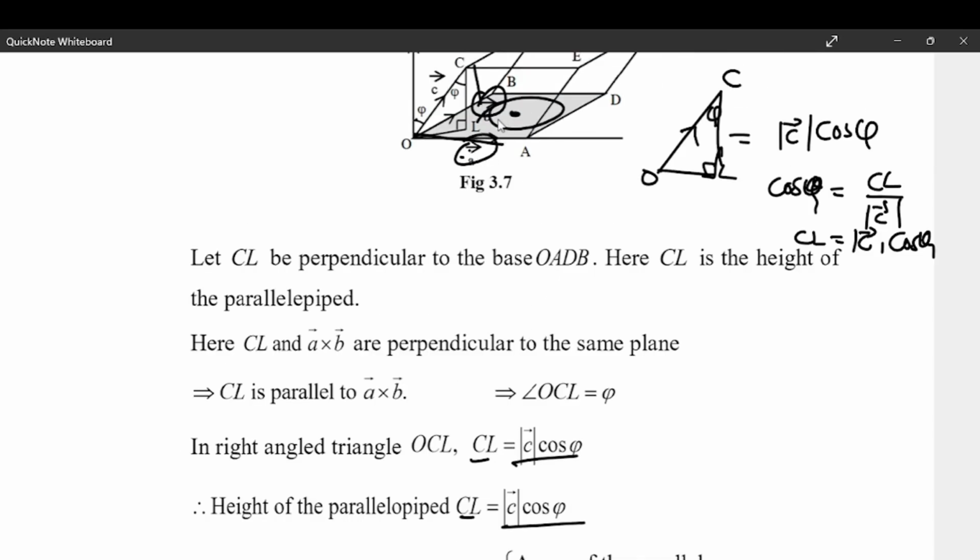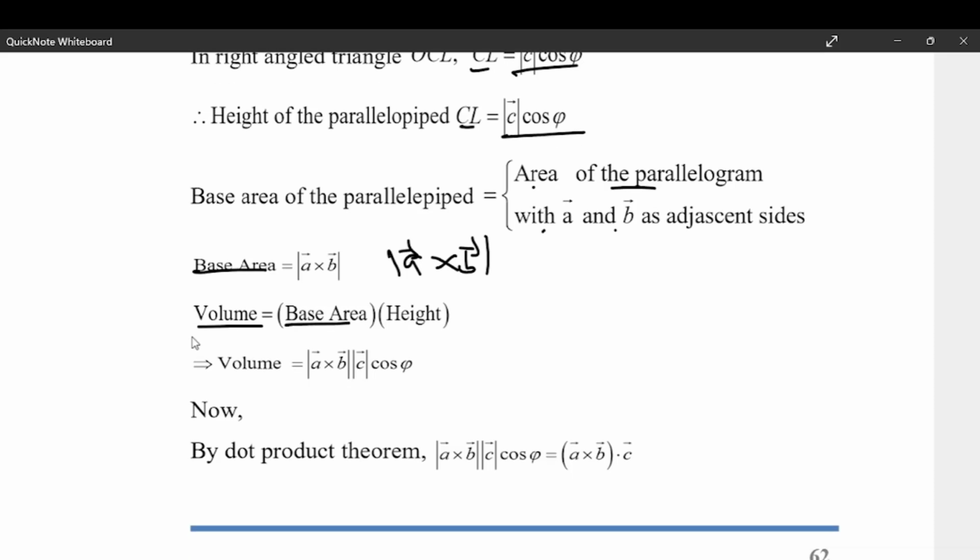The volume is the base area times the height of the parallelepiped. We have already concluded that the height of the parallelepiped is the magnitude of C cos phi, and the base area is the magnitude of A cross B. So you have the magnitude of A cross B times the magnitude of C cos phi.